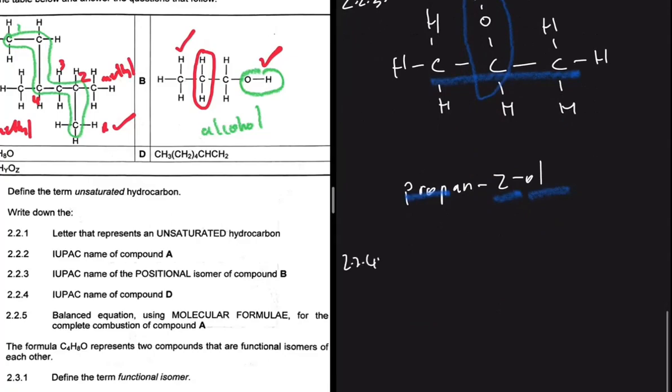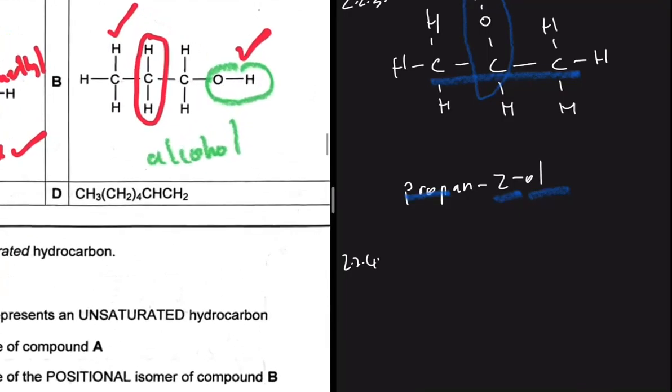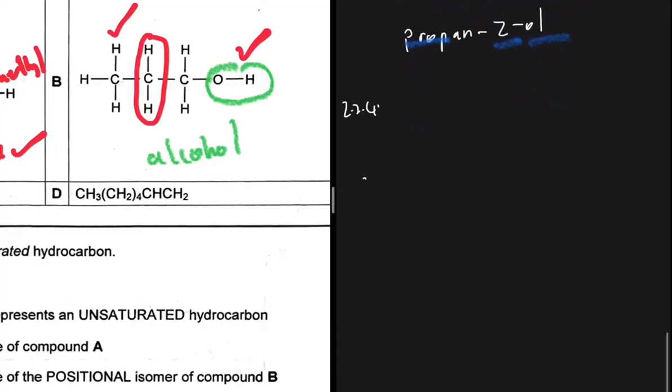2.2.4, the IUPAC name of compound D. That's the one you were asking me about earlier, compound D. Before we name this compound, let's write down the structural formula, because naming is a bit complicated if you don't have a structural formula. So the first carbon has 3 hydrogens.